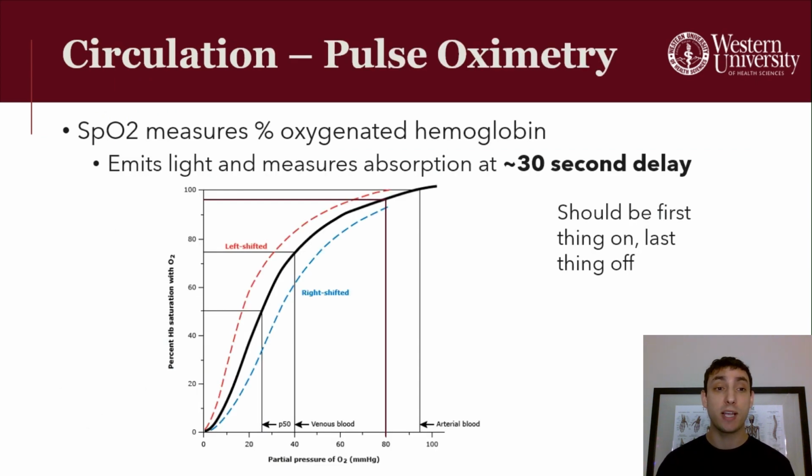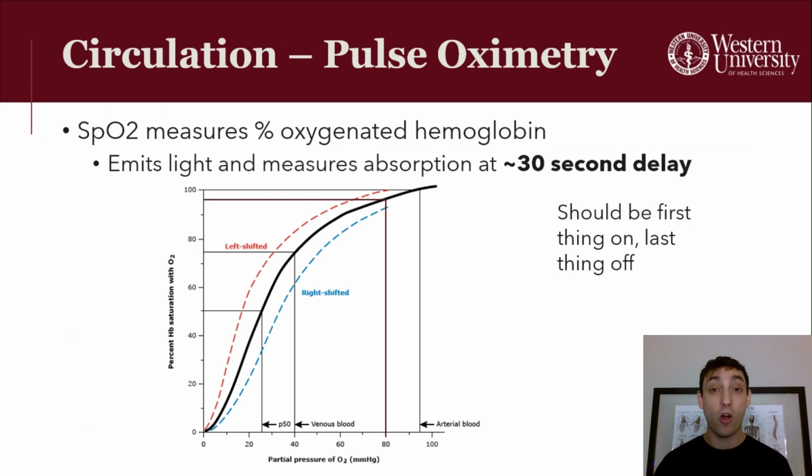Circulation, we're talking pulse oximetry. So this measures the percent of oxygenated hemoglobin in the blood. It does this by emitting light at different wavelengths and measuring the absorption. But it's super important to remember this is on a 30-second delay. So if your patient is desaturating quickly, you are going to be even farther behind than you think. This is a very important monitor.